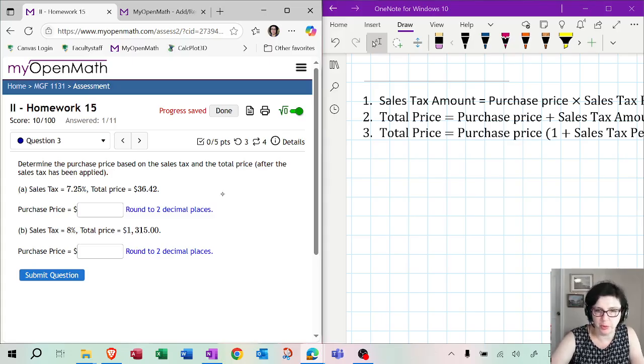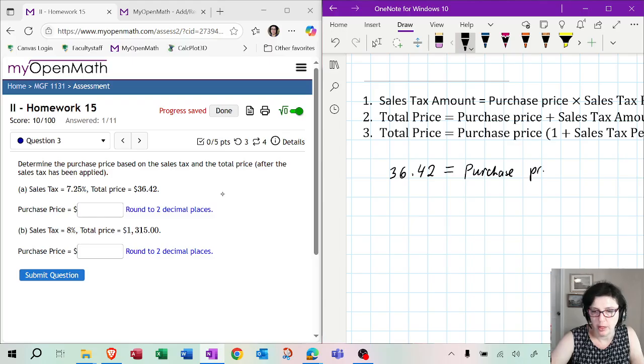So we know the total price. So we're going to put that in the third formula. So this is the price after the tax has been applied. That would be equal to the purchase price, which is what we want to know, multiplied by 1 plus the sales tax percent. Now, to find the sales tax percent, you need to convert that to a decimal by dividing by 100. So that is the same thing as moving the decimal point 2 to the left. So this becomes 0.0725.